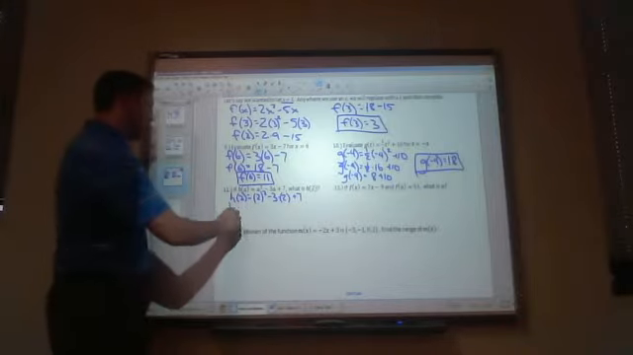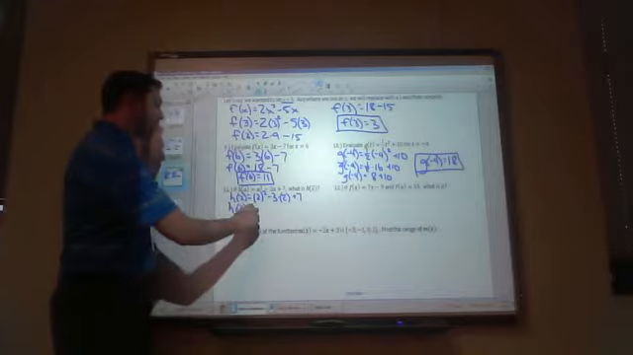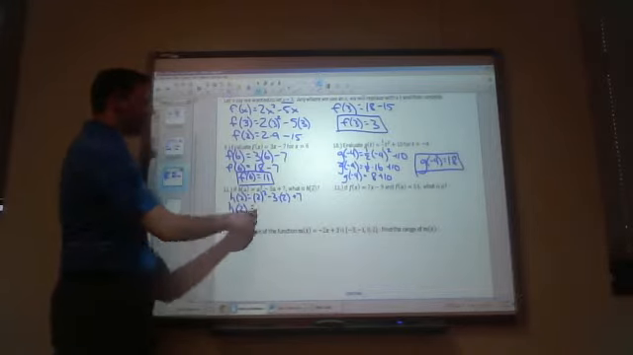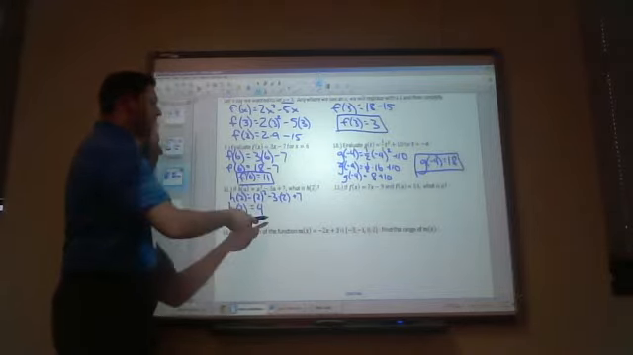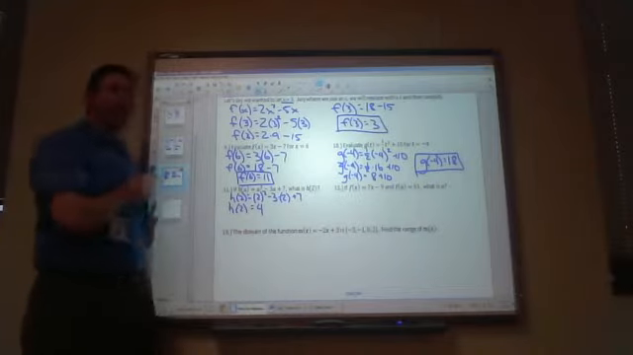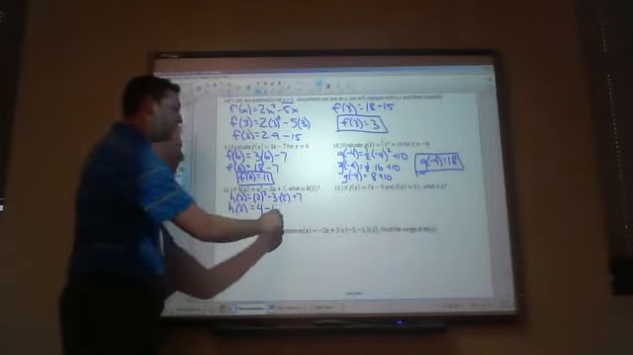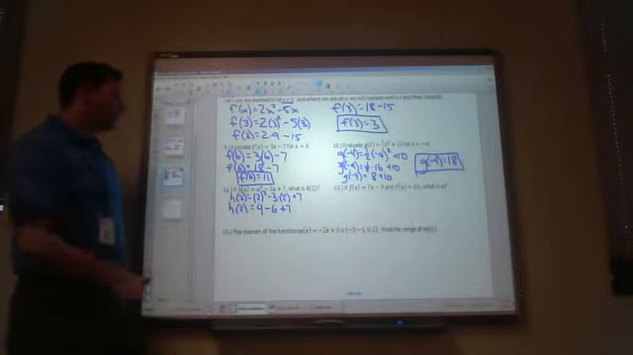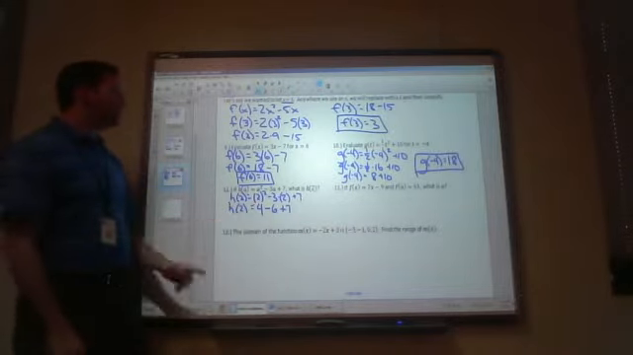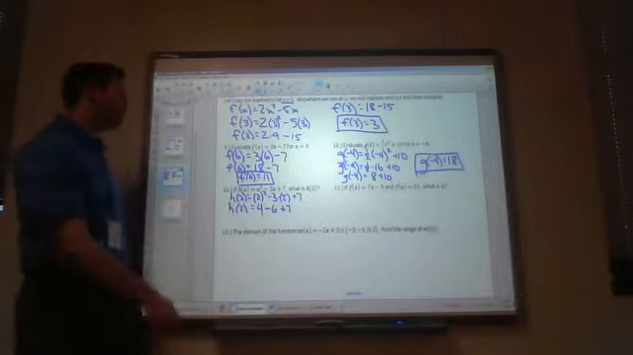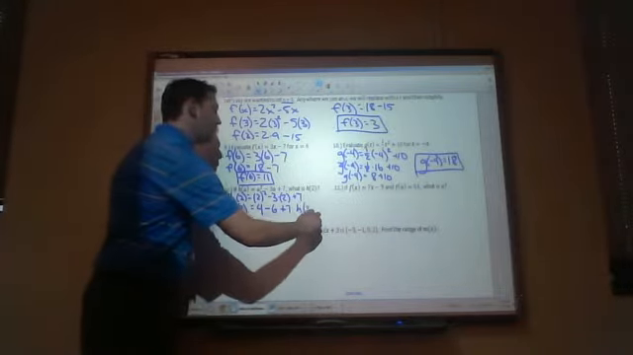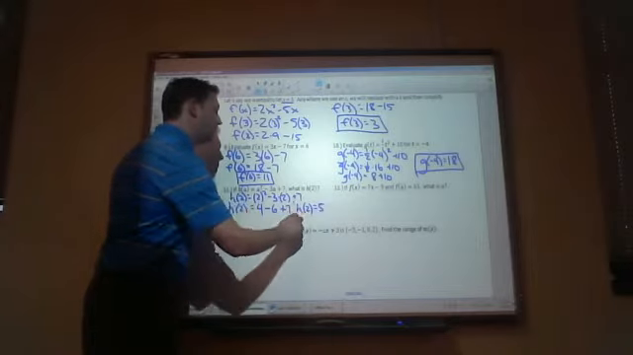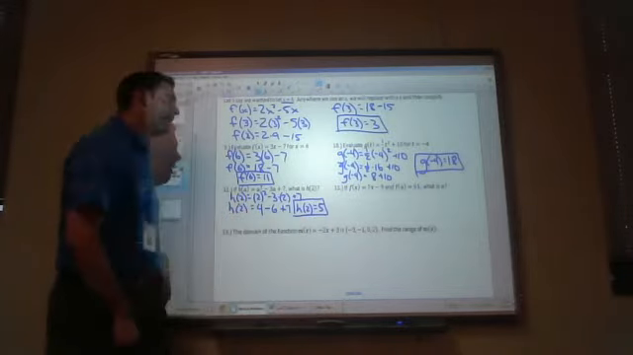And so now we've got h of 2 is equal to 2 squared, which is 4. Minus 3 times 2 is a negative 6, so that's 4 minus 6, and then plus 7. And 4 minus 6 is negative 2. Negative 2 plus 7 is a positive 5. So h of 2 is equal to 5.